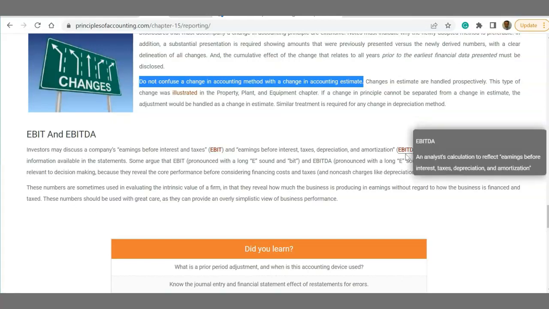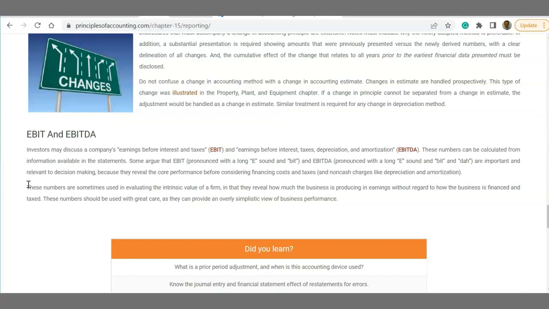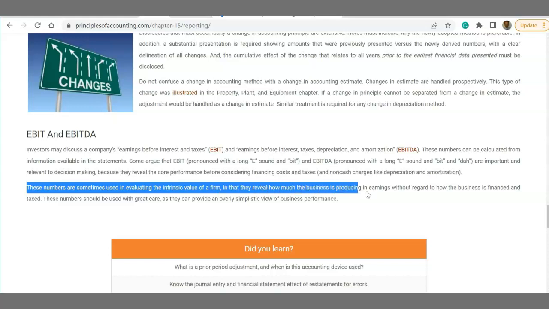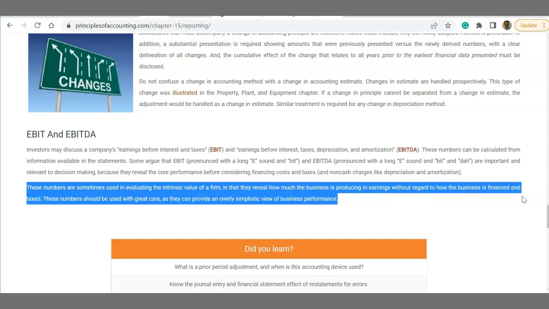And what do you use for this? Here is the word. It says these numbers are sometimes used in evaluating the intrinsic value of a firm. So for business valuation. In that, they reveal how much the business is producing in earning without regard to how the business is financed and taxed. These numbers should be used with great care. They can provide an overly simplistic view of business performance, but overall, you need to understand the actual earning potential of this business. So you use it for business valuation.